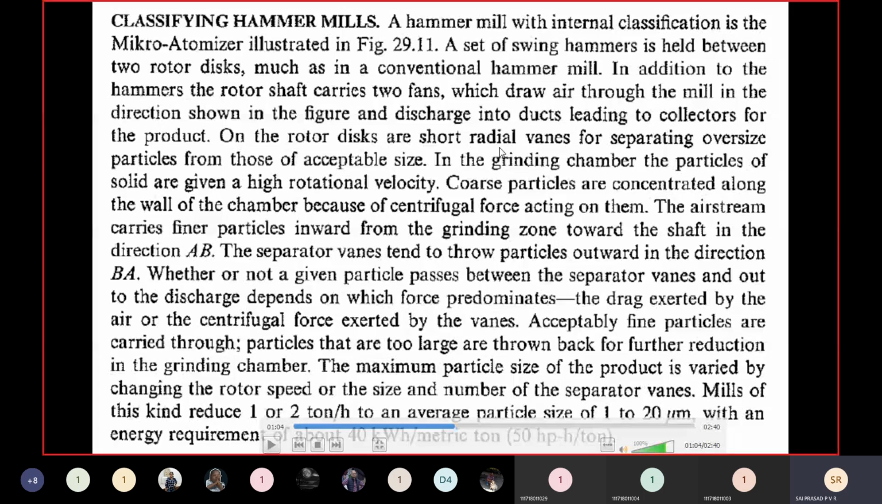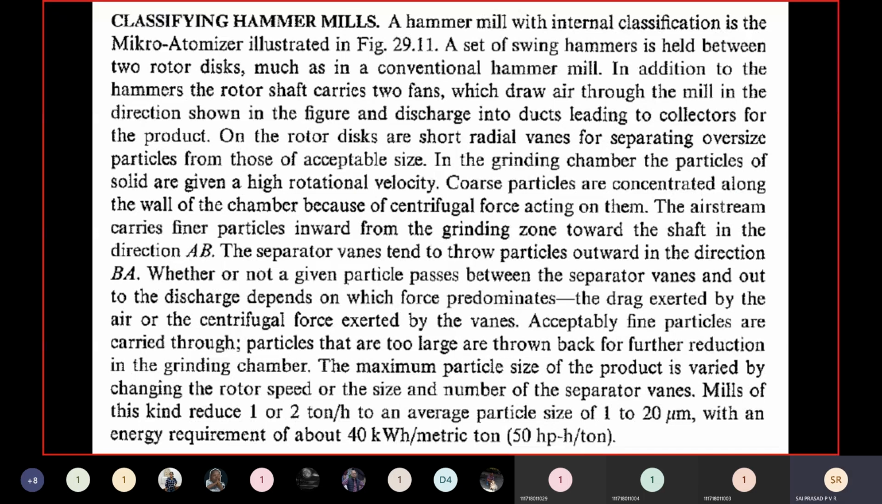On the rotor disc are short radial vanes for separating the oversized particles from those of acceptable size. So as we adjust the distance between the separator vane and the casing, then only the right size can come out. If it is adjusted to 0.1 millimeters, then of course we get a product of 0.1 millimeters only. We also get a product if the size is less than that, no problem. But if the size is more than 0.1 millimeters, that will not come out. That will be present inside the system only.